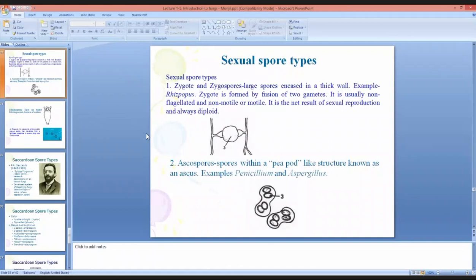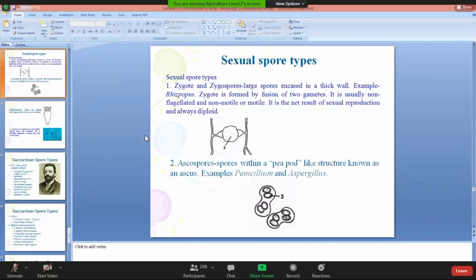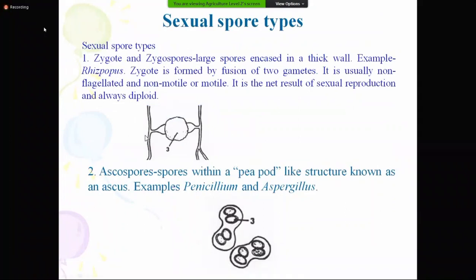Okay. So now, sexual spore types. There are different sexual spore types. Sexual spore types are zygote and zygospore. What is zygote? Zygote is nothing but when two different cells come together and form a structure, it is called zygote.